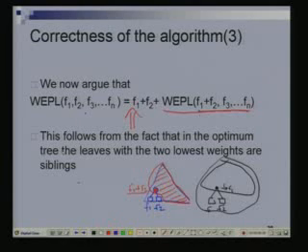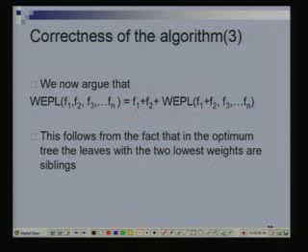But why is this statement true? Why should it be the case that in the optimum tree, the leaves with the two lowest frequencies are siblings? Why should this be true? Because we need to minimize F1 plus F2. Why should it be true that the leaves with the two lowest weight should be siblings? They should be having the maximum path length. Okay, what can you say about, yeah, good. So they should be having the maximum path length.